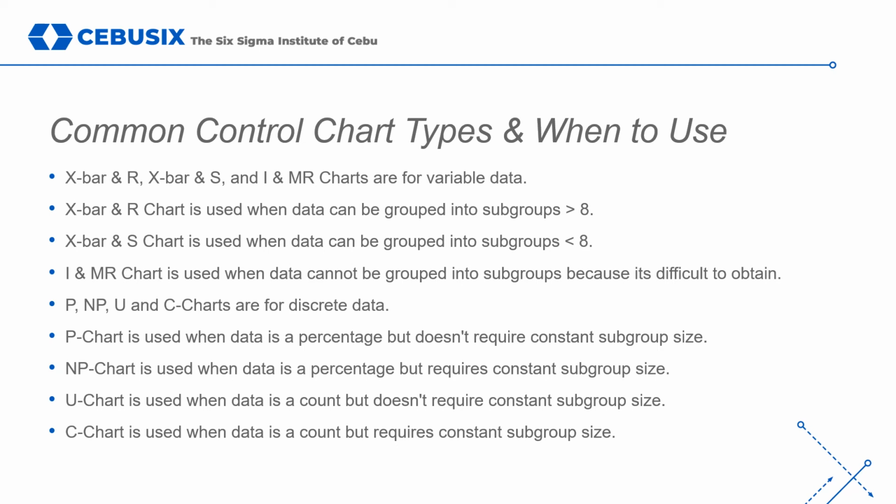The C chart is used when the data is discrete and is presented as a count rather than a percentage of defects. It does require a constant sample size or subgroup size, and it plots the number of defects per sample. It is used when the data is about the defects themselves and not the overall defective product.